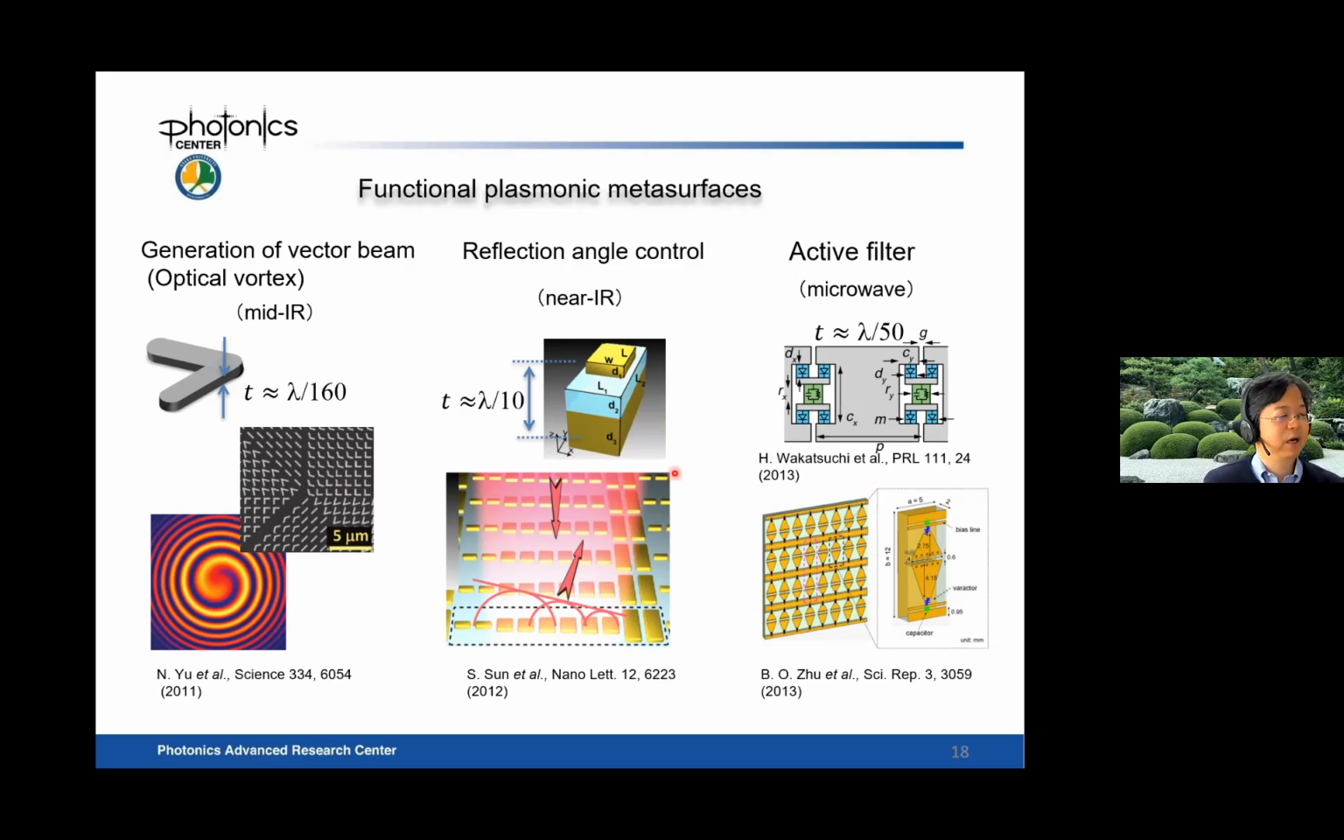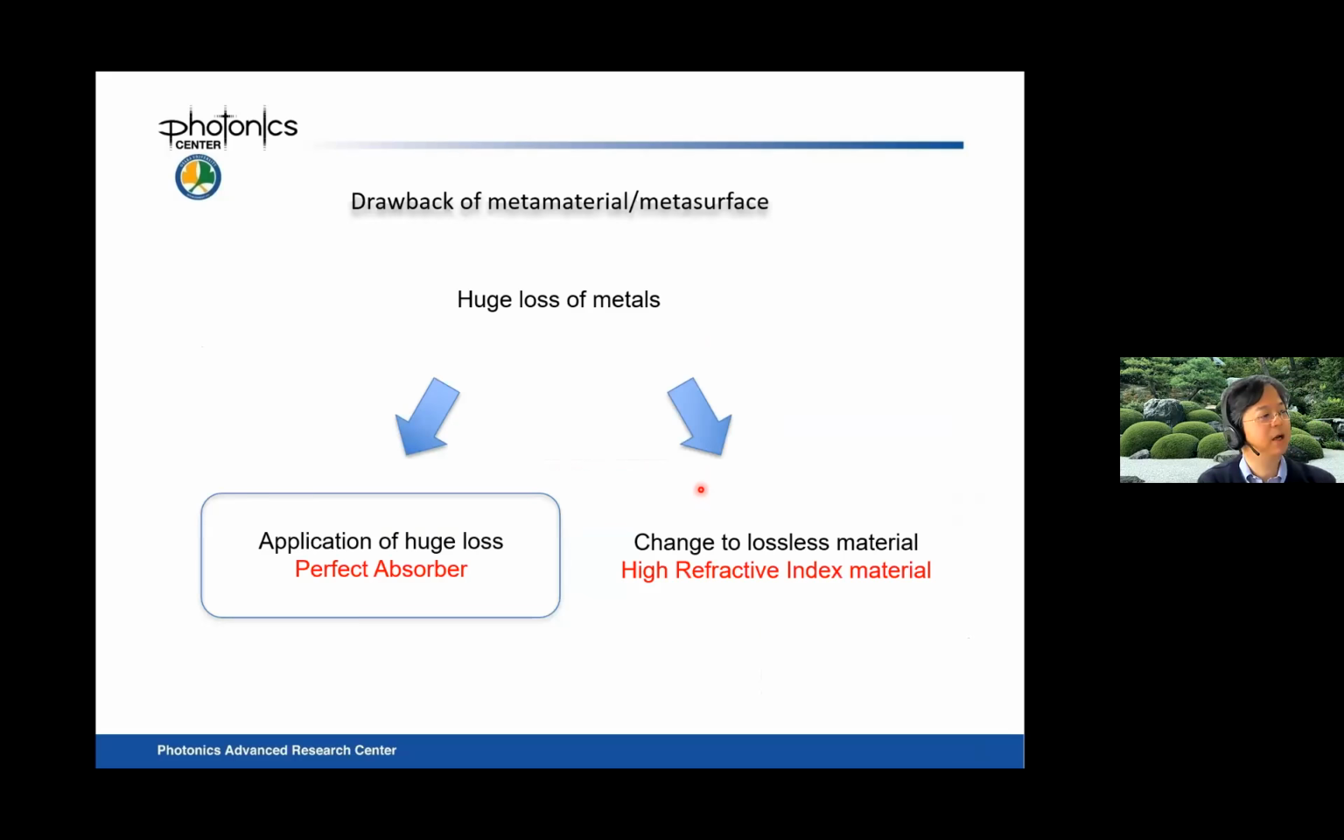Anyway, many such proposals have been achieved in plasmonic metasurfaces, but we still have a great problem: the huge loss of metals. So researchers focused on the application of the huge loss itself. This is a perfect absorber application. A second approach is to reduce the loss by using lossless materials, for example, high refractive index materials. This is a later topic. First, I will talk about the perfect absorber applications.